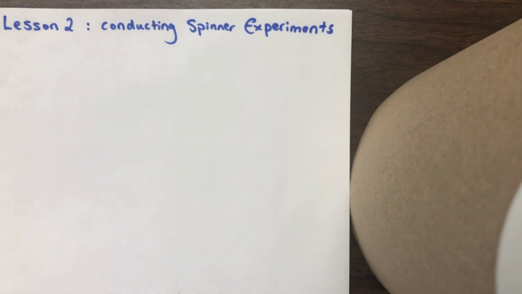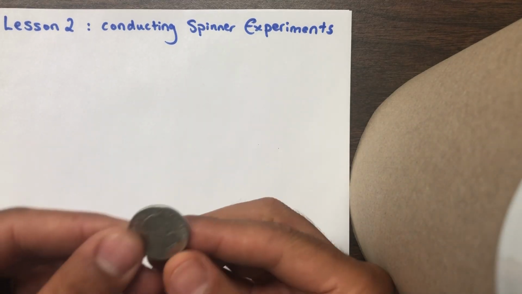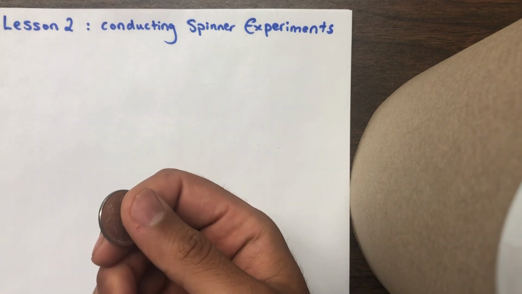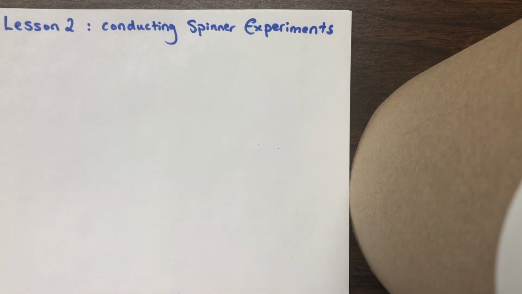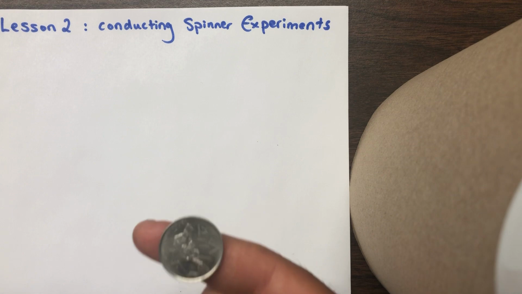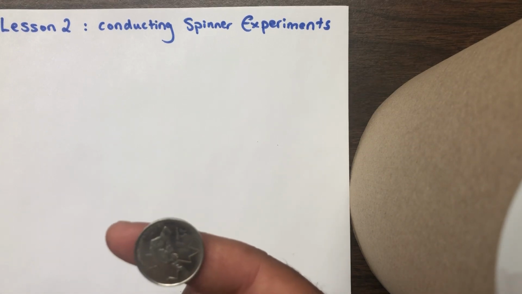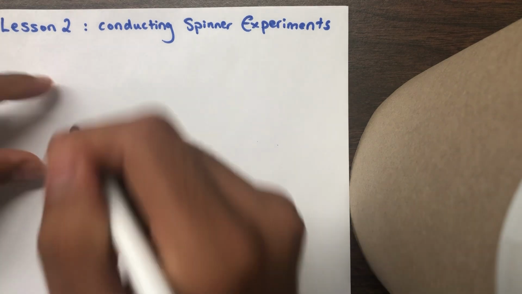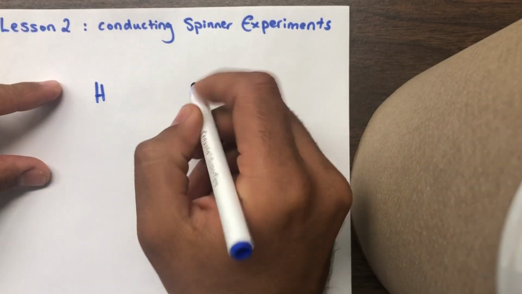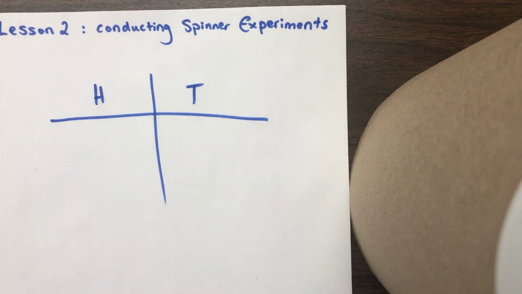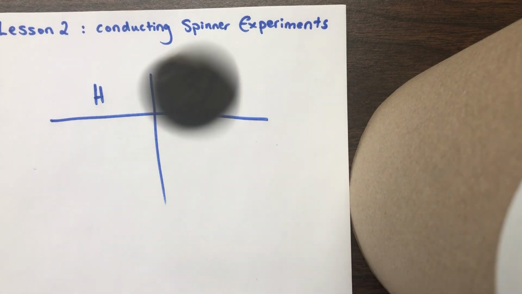But before we start using a spinner, I'm just going to be using a coin. So we've got heads over here, we've got tails over here. The reason why I want to use this coin is just to remind you of how to use a tally chart. So I'm going to be flipping this coin 15 times, and depending on what we get, we will be using a tally chart to fill in the information. So I'm going to write H for heads and T for tails, and we're going to flip it 15 times, and we're going to see what information we get.